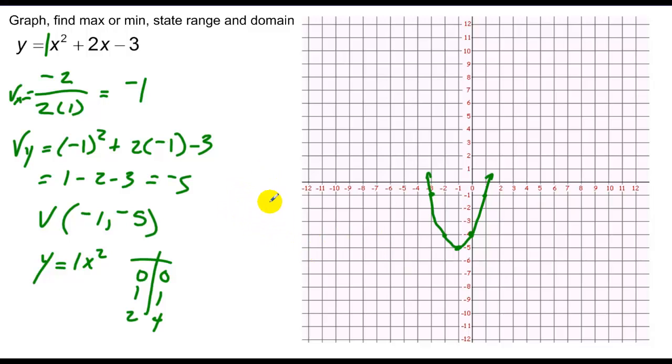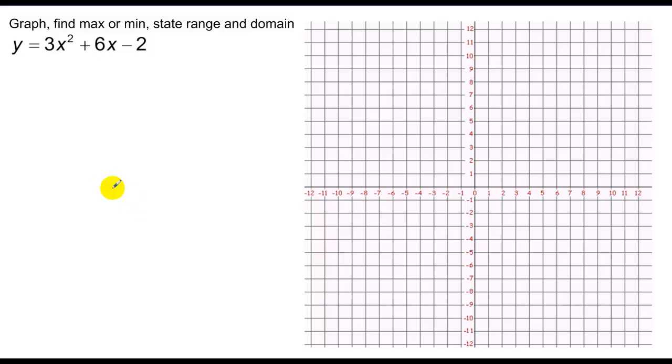And max and min. This has a minimum value, and the minimum value is the y value of negative 5. Domain, all real. Range, y greater than or equal to negative 5. Okay, let's move to that next example.